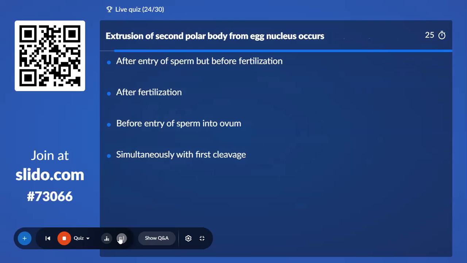6 more questions before you. Extrusion of second polar body from egg nucleus occurs after entry of sperm, before fertilization, after fertilization, before entry of sperm into ovum, simultaneously with first cleavage.